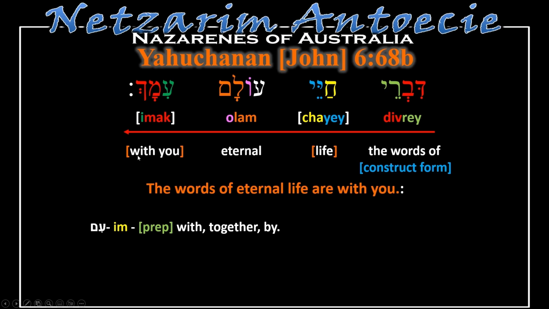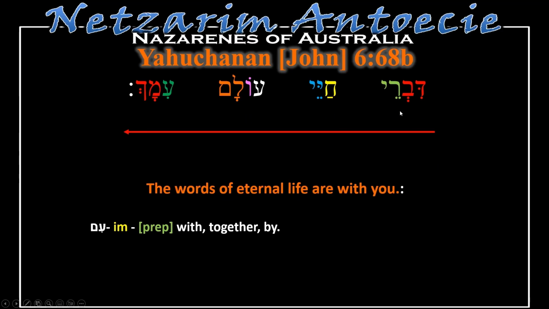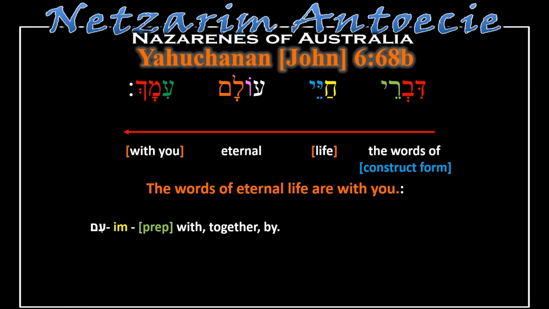Imak, with you. Now the im is a prep. It can mean with, together, or by. So we're using it as with, and the kaf at the end is you. The words of eternal life are with you. So now we read it without any aids. Divrei chaye olam imak. The words of life eternal with you.